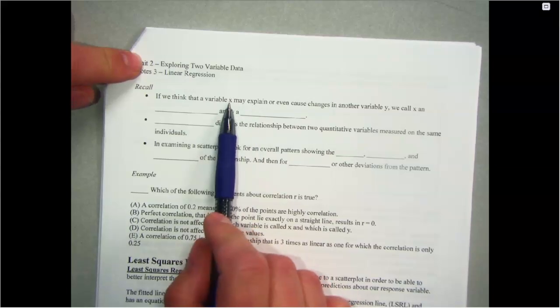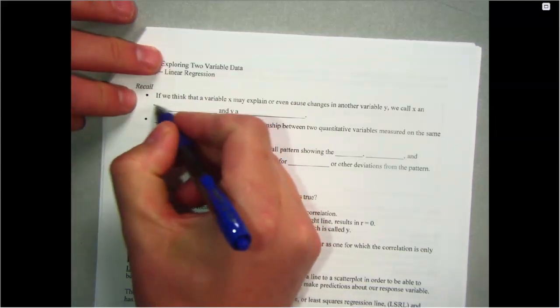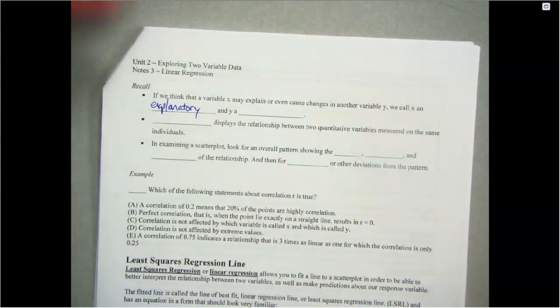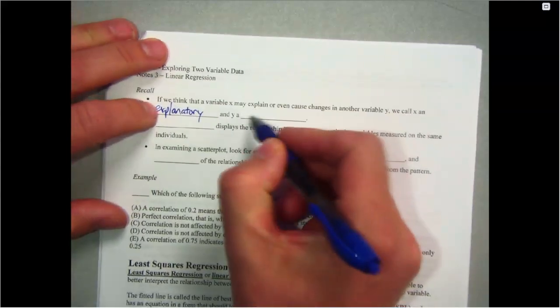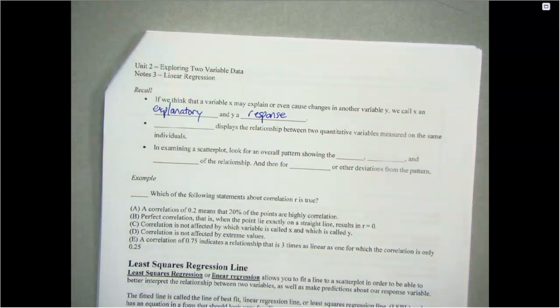If we think a variable x may explain another variable, we call x a what type of variable? Explanatory. Because it explains the other variable. Like how many toppings you order on a pizza explains the price of the pizza. And y is a response. Because it's a response to, like the price is a response to how many toppings, for example.